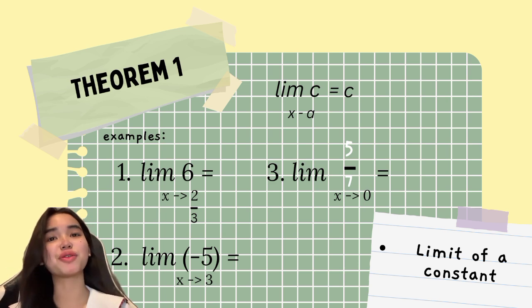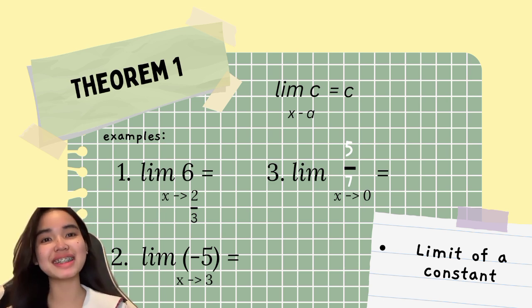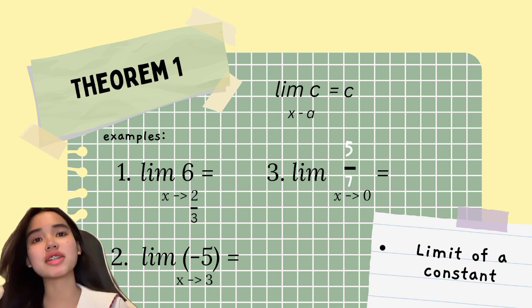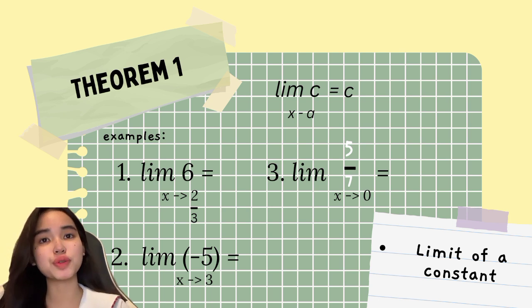Theorem 1 is basically easy. Theorem 1 states that the limit of c is equal to c as x approaches a. So Theorem 1 is the limit of a constant, where c means constant. Let's proceed to the examples.